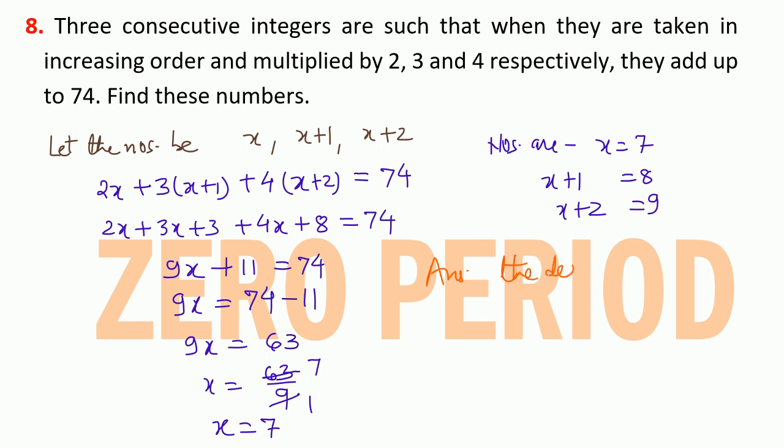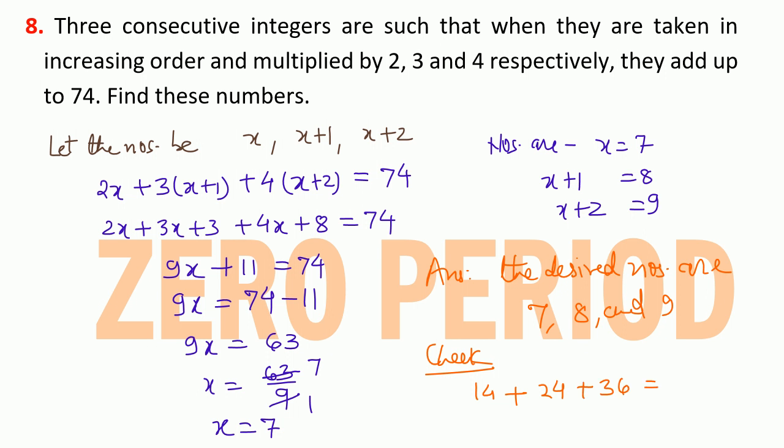The desired numbers are 7, 8, and 9. Now check your calculation again. This is the check only. No need to solve this in your notebook. 7 twos are 14, 8 threes are 24, and 9 fours are 36.